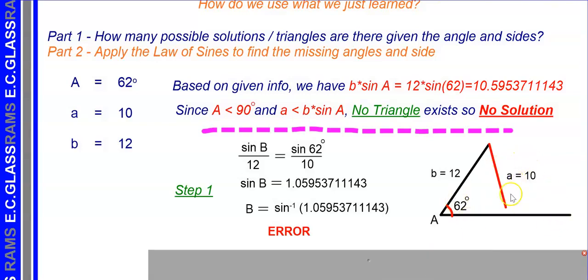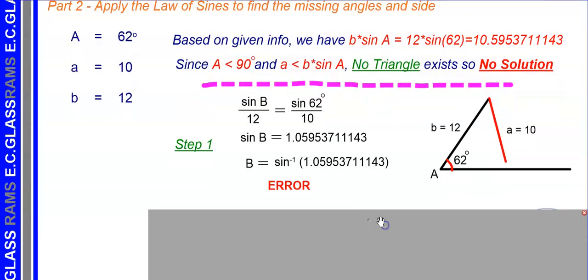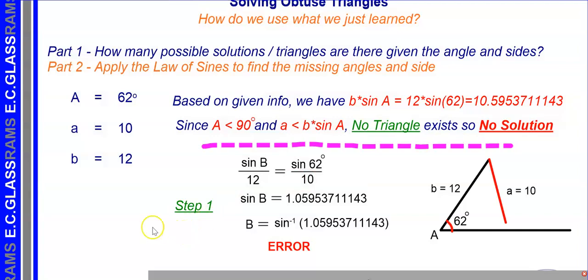And if you draw the triangle, this is what you would get. Because the side itself is too short, it can't even make a triangle, so there's nothing to solve and you get an error message. So there you go. That's what would happen if you actually applied the rules to solving that triangle.